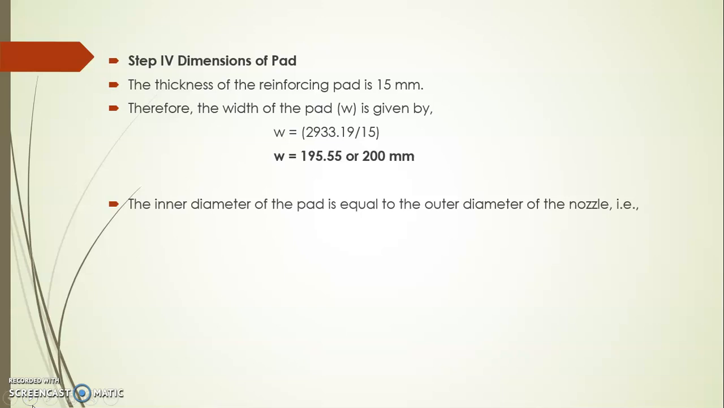The inner diameter of the pad is equal to the outer diameter of the nozzle, that is 250 plus 30, which is equal to 280 mm. Outer diameter of the pad is equal to 280 plus 200, which is equal to 480 mm. Therefore this is the end of the first problem. Now we will go to second problem.